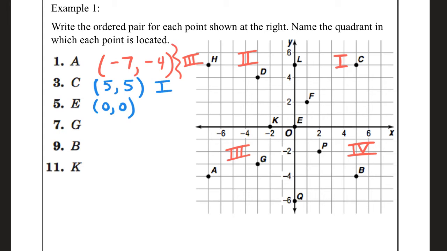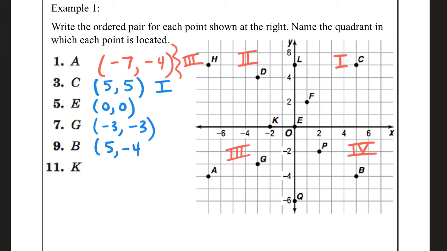For G, G is pretty close to the very first one we did. It's in quadrant 3. Its x value, let's look up, is between -2 and -4, so that's going to be -3. And its y value is also going to be -3. I'm looking right here, it's y on the y-axis, it's between -2 and -4, so that's -3 as well. B is going to be located in quadrant 4. Its x value is 5, and its y value is -4.